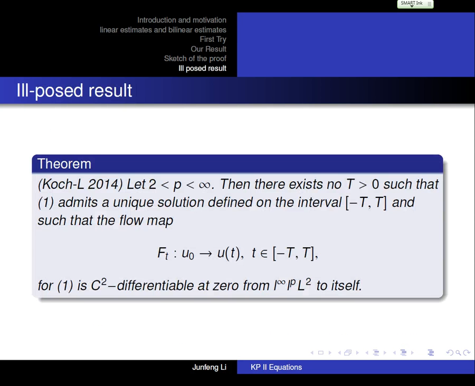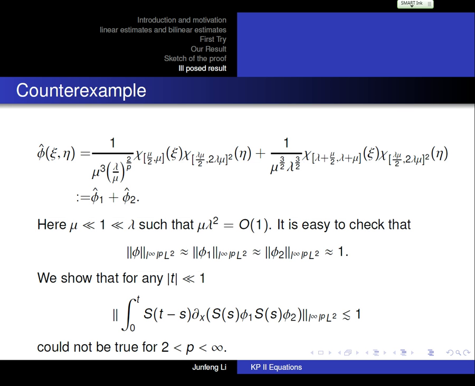To complete the picture, we also consider P less than 2 and larger than 2. And we construct a counterexample that shows that for P less than 2, we cannot have any solution map that can be C2. So in this case, we see that P less than 2 is ill-posed. It's not well-posed. Our example is also according to our decomposition.